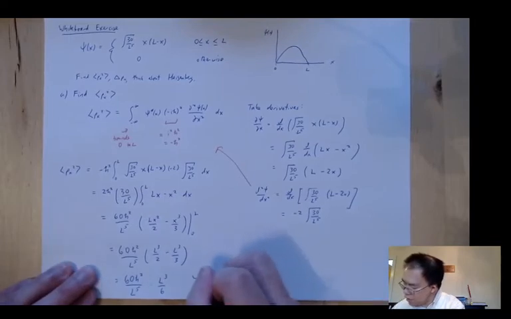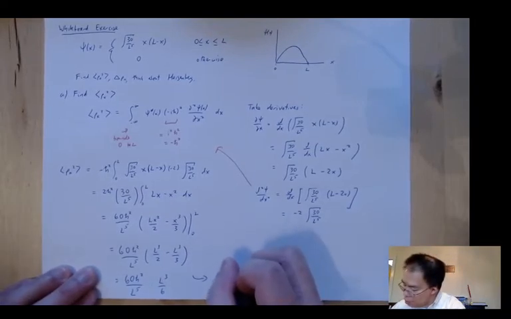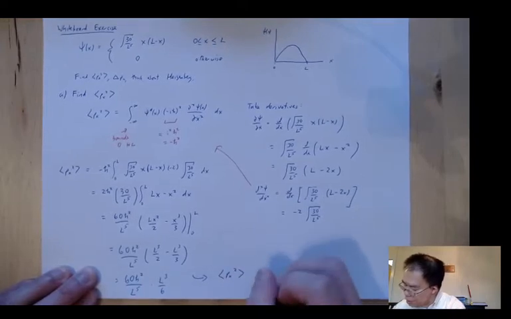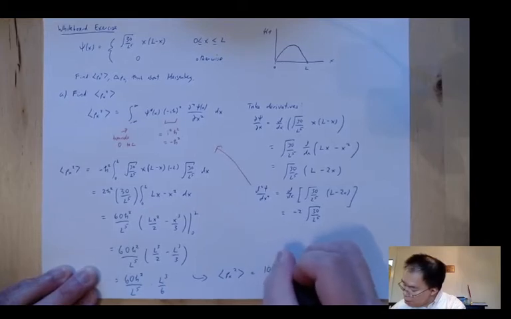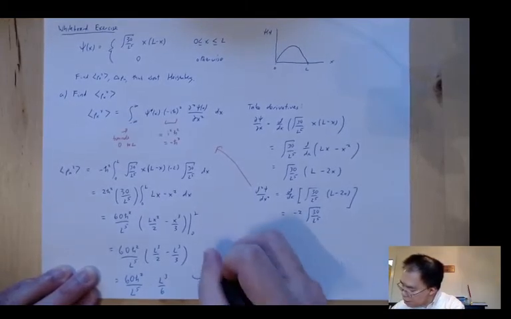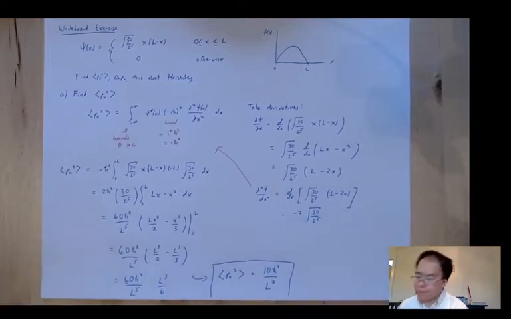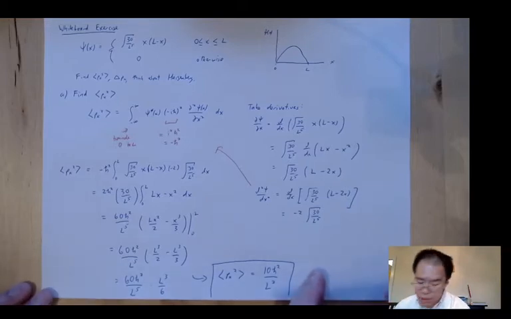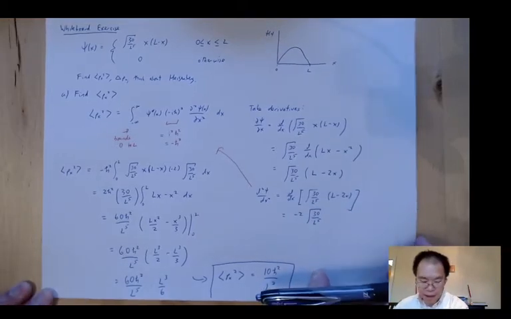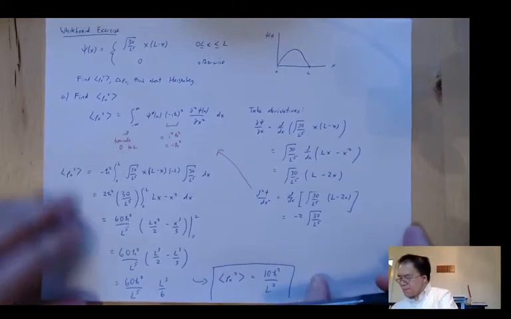And so just to finish this off on the same page here, I end up with the expectation value of p sub x squared equaling 10 h bar squared all over L squared. Okay. So now our next thing is to go and calculate the uncertainty in p x.